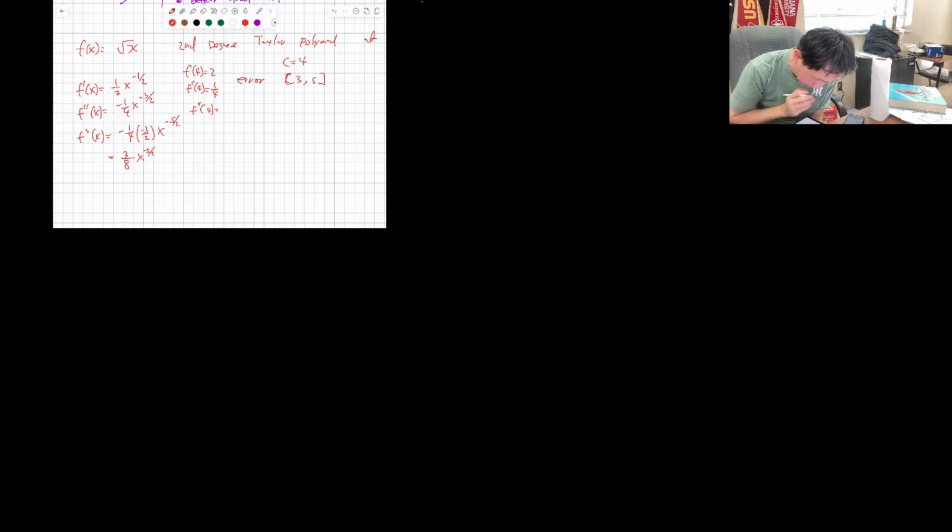Wait, is this centered around 4? So P2 equals 2. Oh, no, we're not estimating. What are we estimating? Okay, so we're not solving.